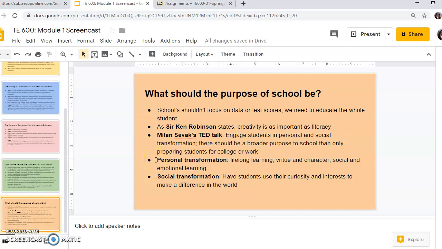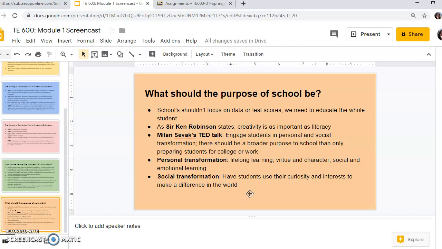So personal transformation is lifelong learning, to get the kids to become lifelong learners, and help them to develop their virtue and character, the importance of being a good person, being kind and truthful. It also has to do with social and emotional learning, how you treat other people. Social transformation has to do with allowing students to use their curiosity and their interests to make a difference in the world.